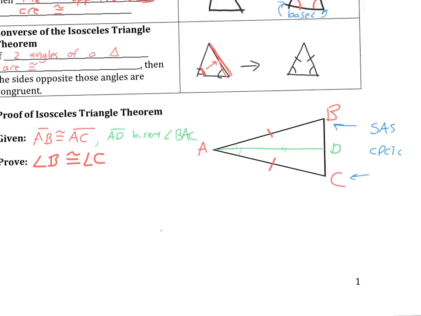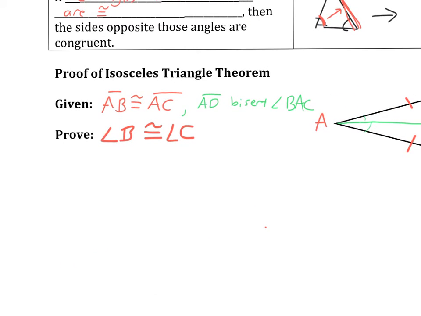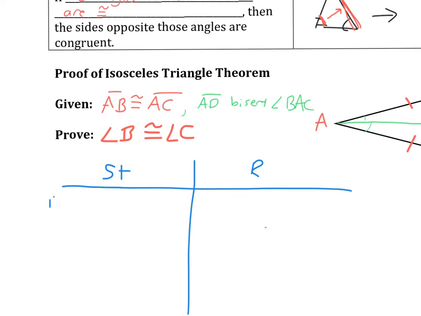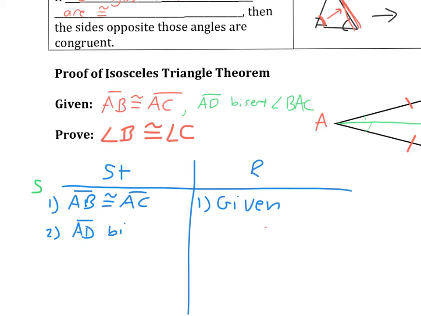So let's just actually go through it. Statement and reason. All right, since I'm doing side angle side, I'm going to follow that pattern, and I'm going to start with a pair of sides. AB is congruent to AC by given. So that's the pair of sides. Now I'm going to go into angles. So I do know that segment AD bisects angle BAC. That's also given.